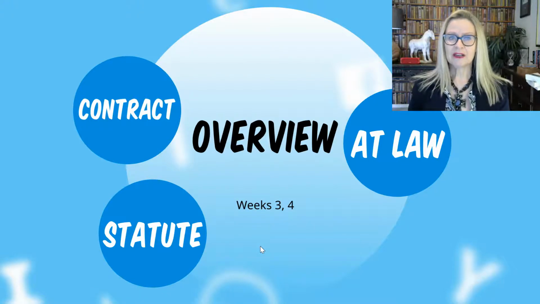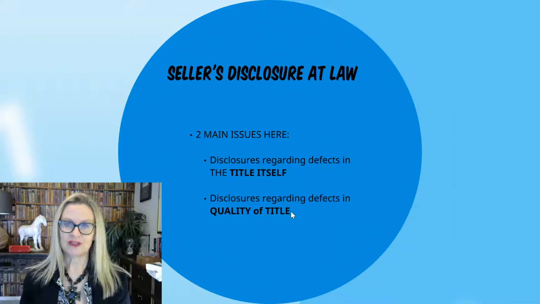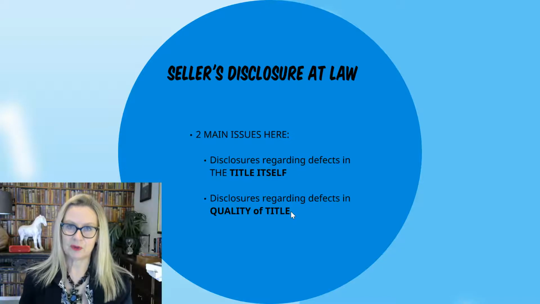So there are three main limbs to this module. Firstly, we need to look at the seller's obligations to disclose at law, under statute and under the REIQ standard form contracts. Now, I'll just give you a quick overview of each, and then we'll delve into each one in a little bit more detail.